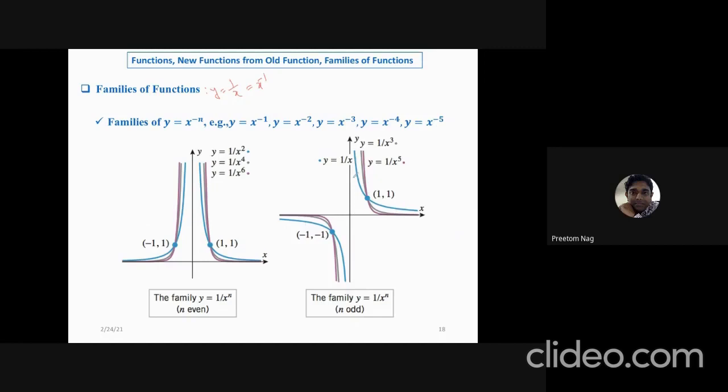Now if we increase the power of x in the denominator, then we will have 1 by x to the power 3, 1 by x to the power 5, and so on. So how will the graph change then? If we consider the power of x is odd, then we will have some positive part as well as some negative part.